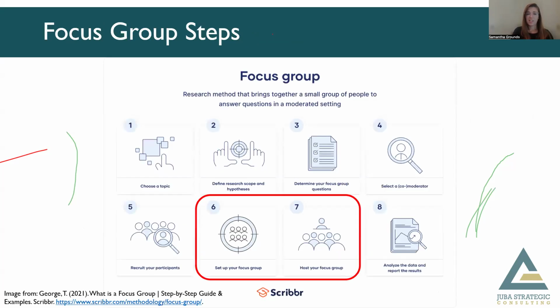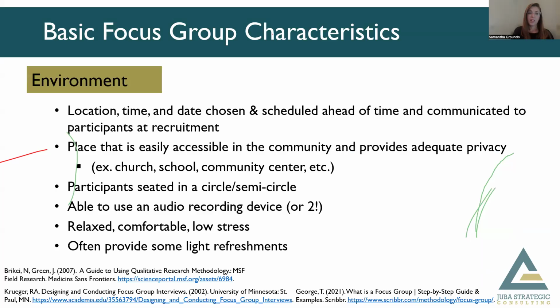Okay, and this is moving to the last section here about setting up our focus groups and hosting them. With setting up our focus group, we want to think about the environment that the focus group would be hosted in. So the location, time, and date should be chosen and scheduled ahead of time.